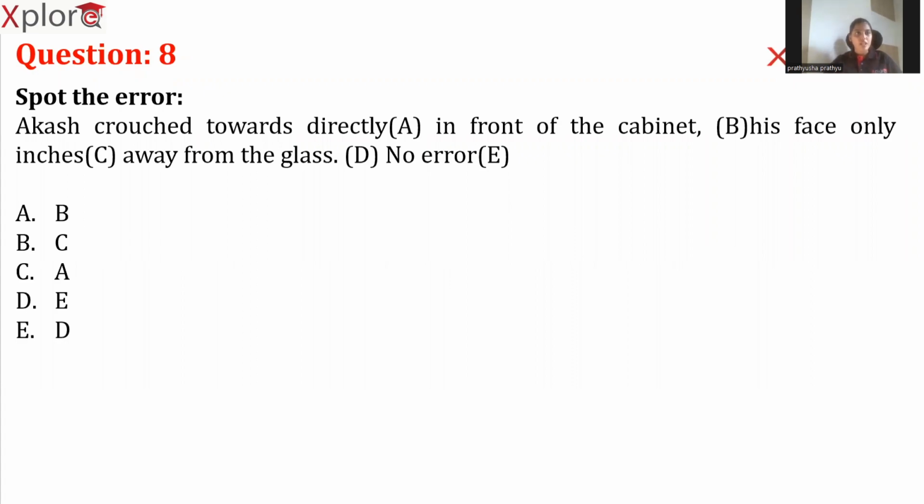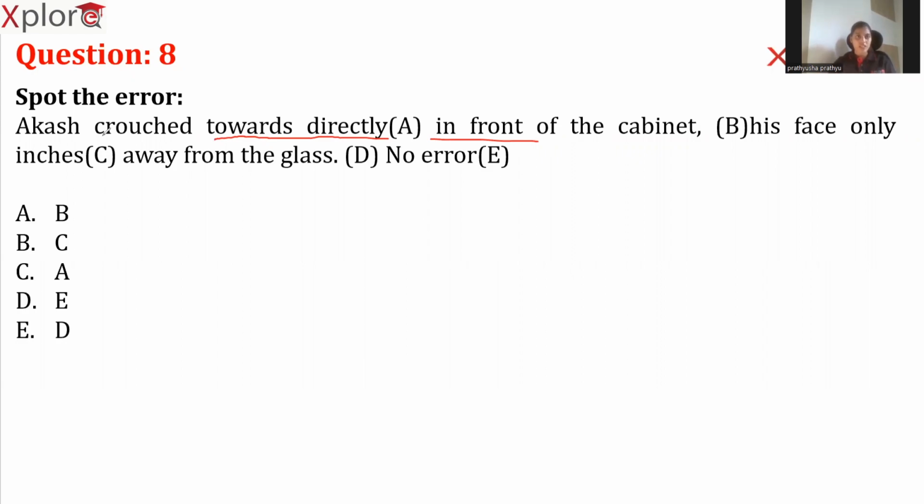Spot the error. Akash crouched towards directly in front of the cabinet, his face only inches away from the glass. So we need to identify which part contains the error. Here the error is in part A. Akash crouched towards directly. Towards again talks about in front of, so these two are not matching in the context.